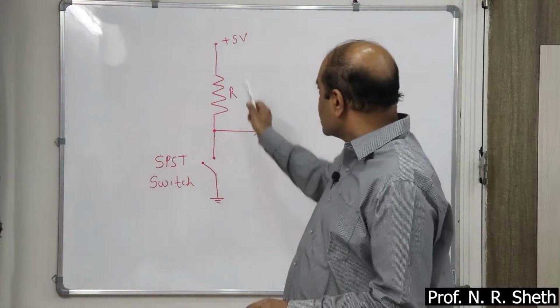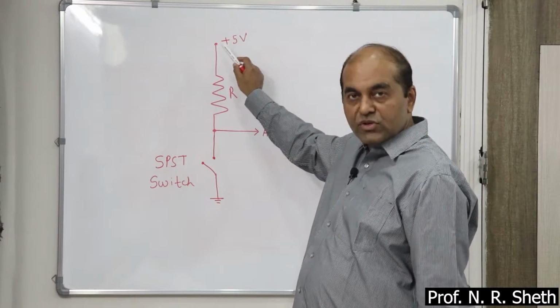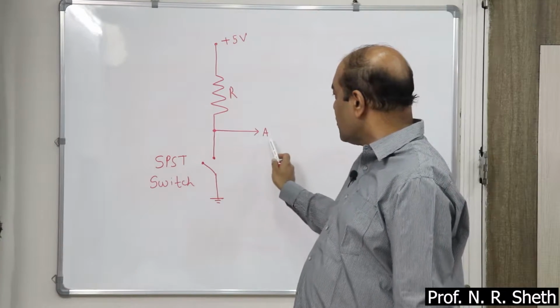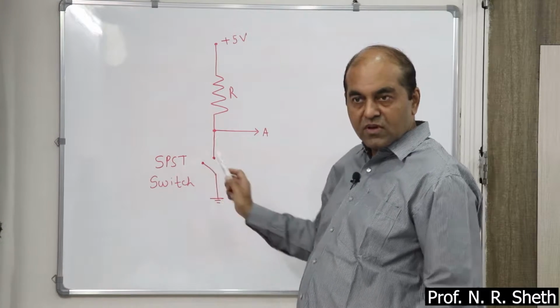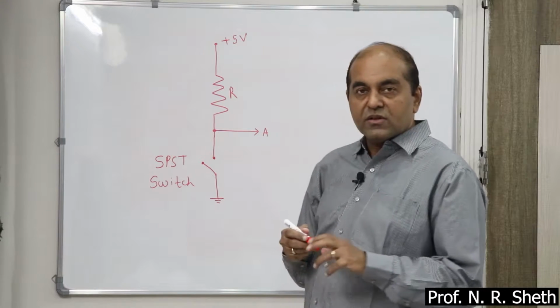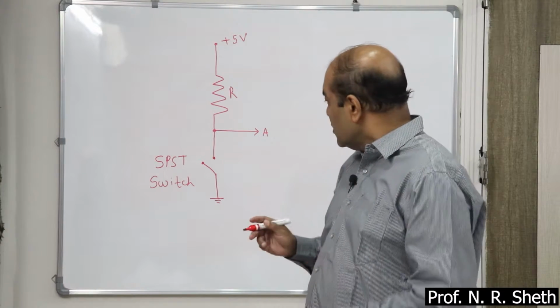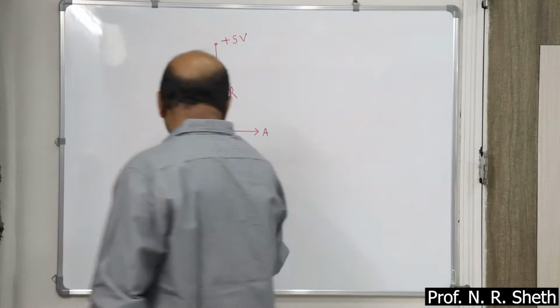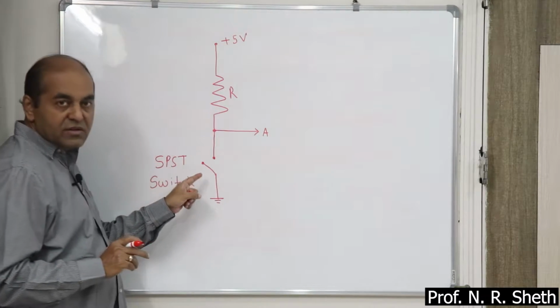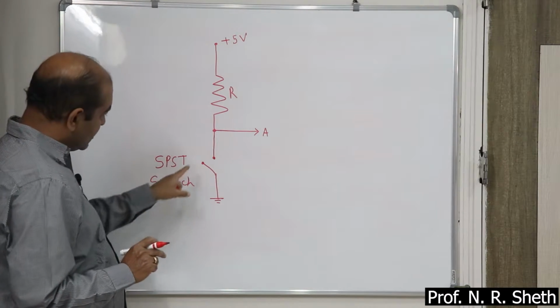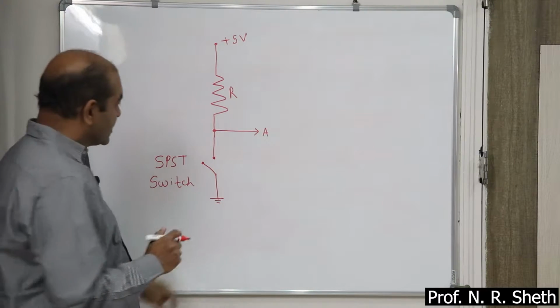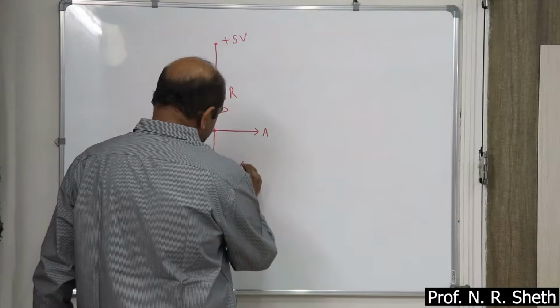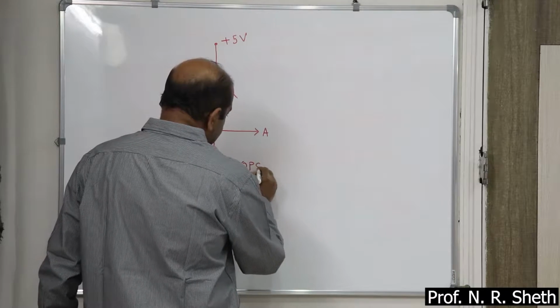So look at this circuit. This is the 5-volt supply, resistance, point A. This is your SPST switch. Now this switch has two conditions. At present this switch is in the open condition. In this one there is no contact between these two points. So this is said to be the open condition. Switch is open.